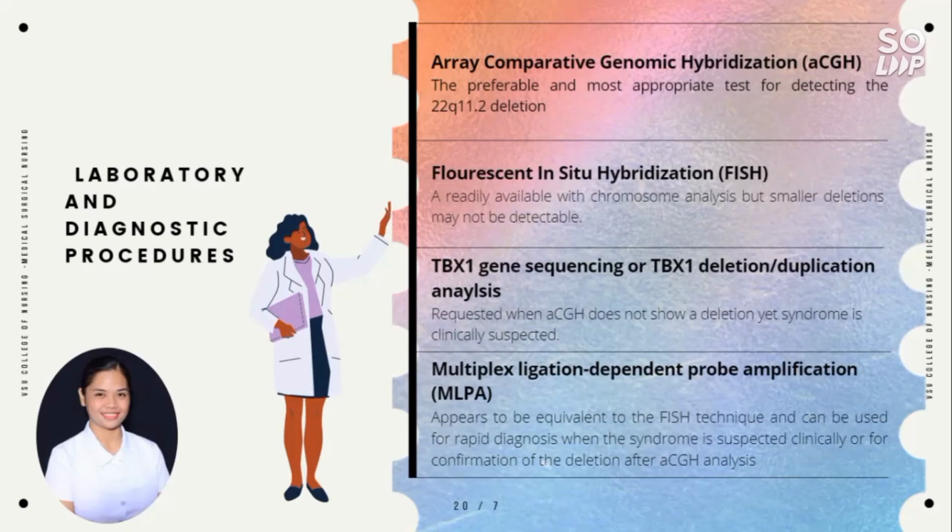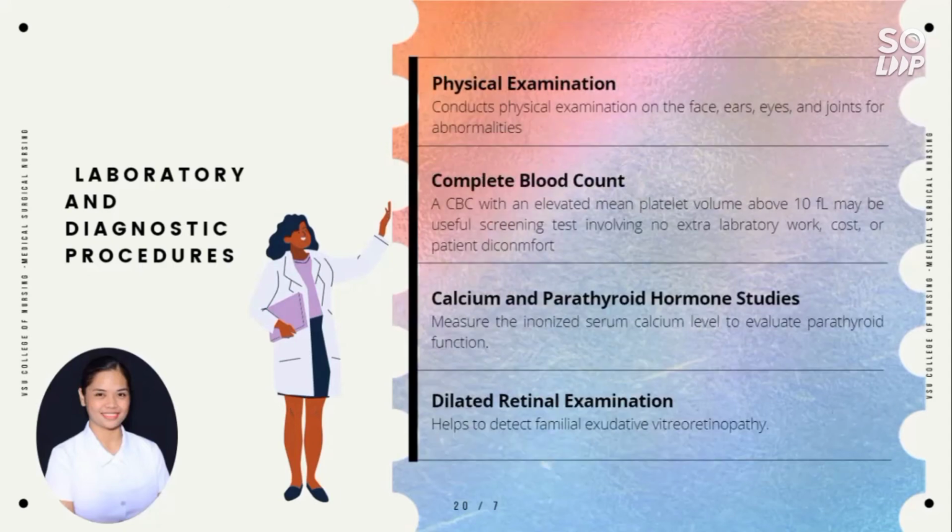Second is the fluorescent in situ hybridization. This is readily available with chromosome analysis, but smaller deletions may not be detectable. If aCGH is unaffordable or unavailable, a FISH study for the 22q11.2 deletion with a karyotype should be requested. The karyotype detects chromosome rearrangements and other chromosomal abnormalities. Third is the TBX1 gene sequencing or TBX1 deletion or duplication analysis. This is requested when aCGH does not show a deletion, yet the syndrome is clinically suspected.